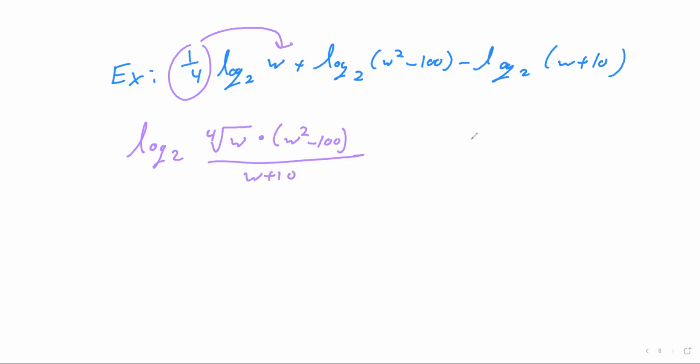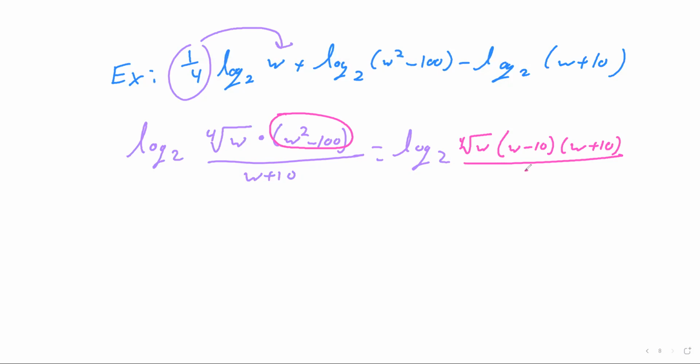Now this one becomes pretty good. And you're like, all right, that seems about as far as I can go. However, the homework expects you to notice that this guy right here is a difference of squares. So this gives you the 4th root of W times W minus 10 times W plus 10, all divided by W plus 10. And then they want you to cancel that out so that your final answer ends up being log base 2 of the 4th root of W times W minus 10.